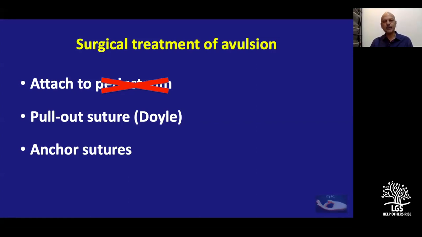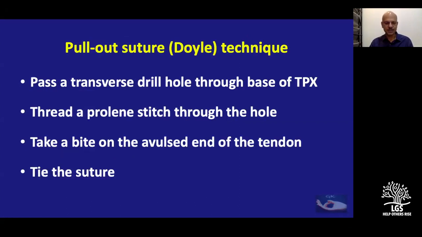There are two techniques if you want to do a surgical management of avulsion, either a pull-out suture of Doyle or the anchor sutures. Now, the pull-out suture of Doyle, we'll see. The basic technique is you pass a transverse drill hole. Now we have to attach this tendon to the bone. It is very easy to suture tendon to tendon, and it's very easy to fix bone to bone. But when you have to attach tendon to bone, you need to have either an anchor suture or you need to pass a pull-out suture. We pass a transverse drill hole through the base of the terminal phalanx, thread a proline stitch through the hole, take a bite in the avulsed end of the tendon and tie the suture.